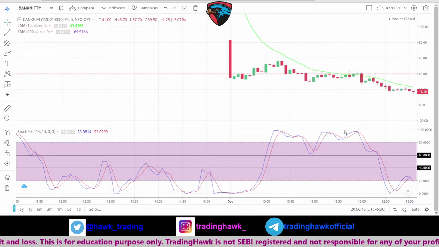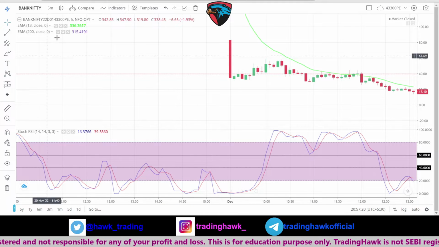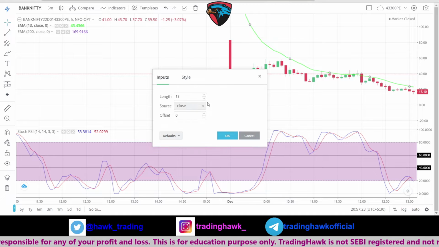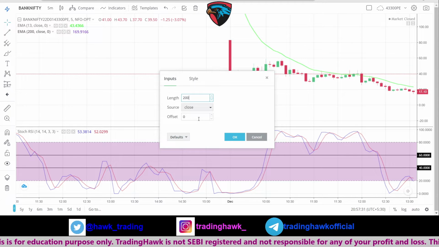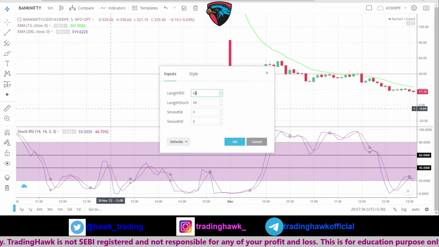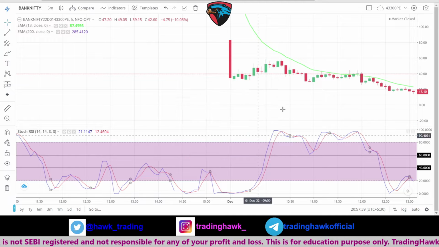No. The stochastic RSI will be simple and standard. No need to change any setting in the stochastic RSI. We only change the EMA, just put the value as 13. Everything else will remain the same. We just change the length of the exponential moving average, and here we just change the length of this exponential to 200. And this will be your standard stochastic RSI. No need to change anything.